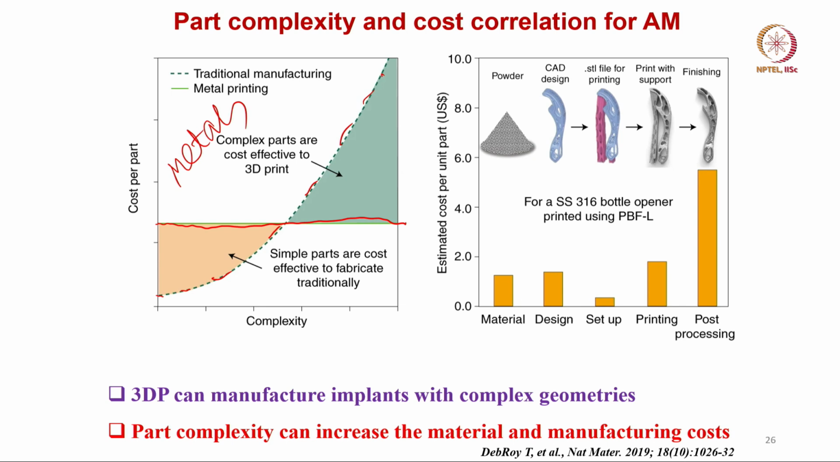So, simple parts, less complex. If you go to this direction it is less complex, if you go to this direction it is more complexity. So, simple parts are cost effective to fabricate traditionally, because here the cost of the parts is lower than that of the 3D printed parts. Whenever the complexity increases, you can see that conventionally manufactured parts are more costly than 3D printed parts. What does it emphasize?